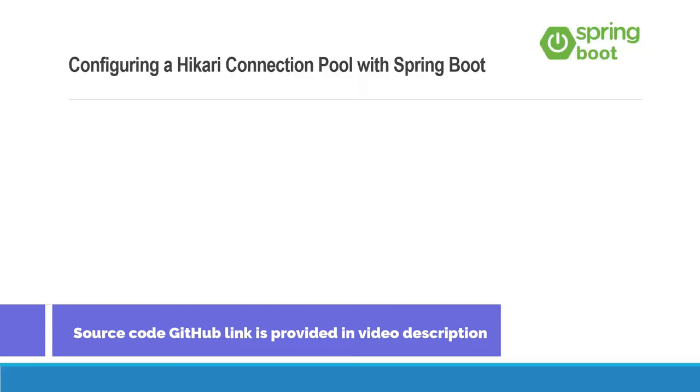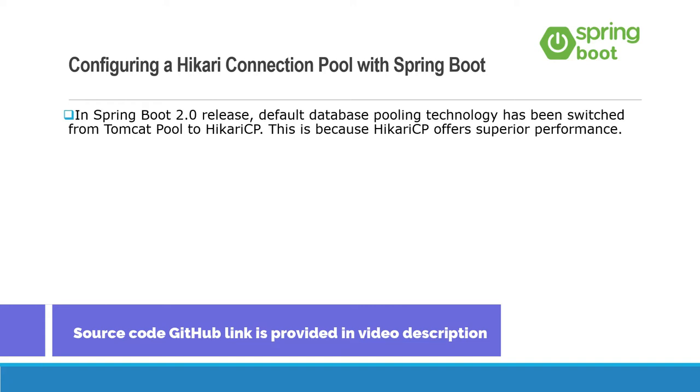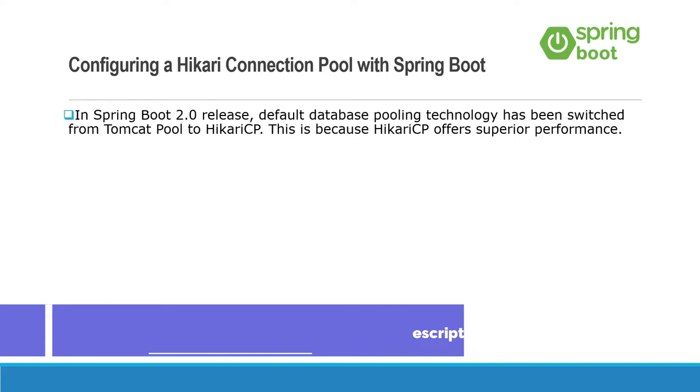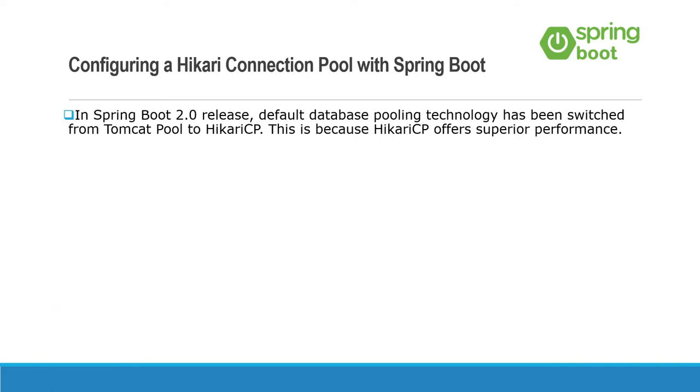So let's start. First of all, I would like to tell you, in the Spring Boot 2 release, the default database connection pooling technology has been switched from Tomcat pool to Hikari connection pool. If you are working on Spring Boot 1, the default database connection pooling mechanism is Tomcat pool, but from Spring Boot 2 onwards, it's Hikari connection pool. Why? Because Hikari connection pool offers superior performance compared to Tomcat pool, and that's the reason this enhancement happened. Now, let's go to the next point.